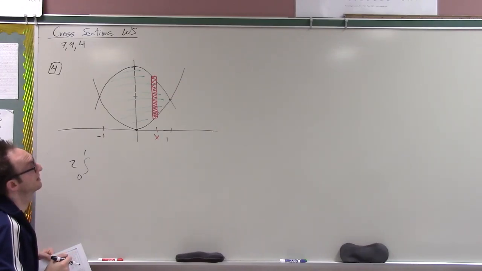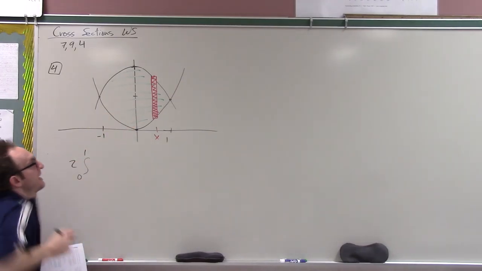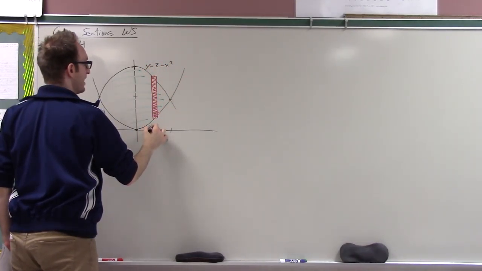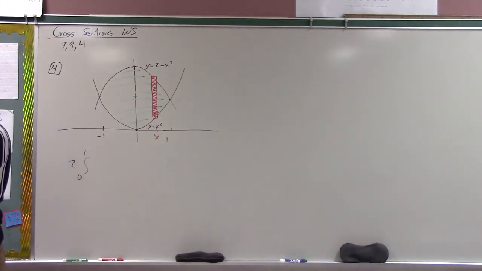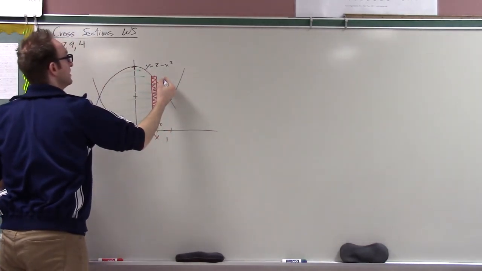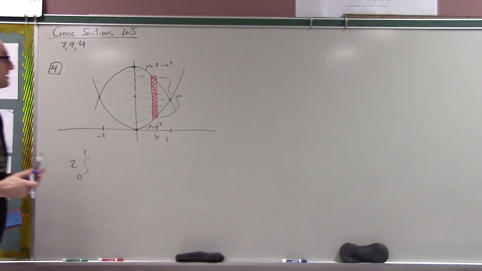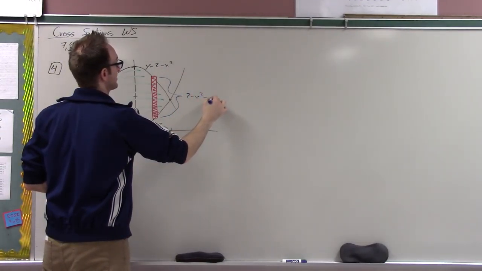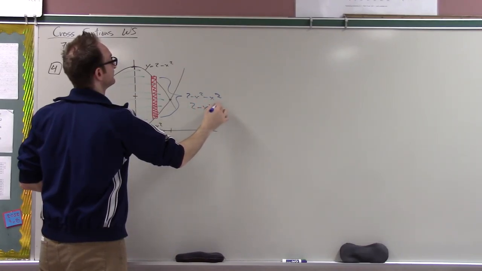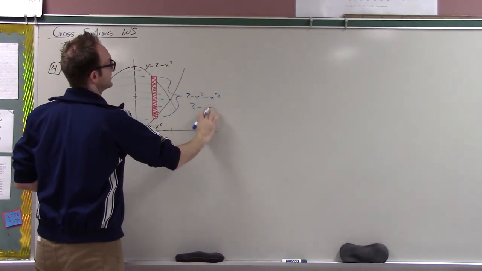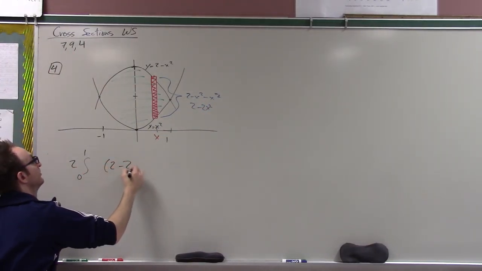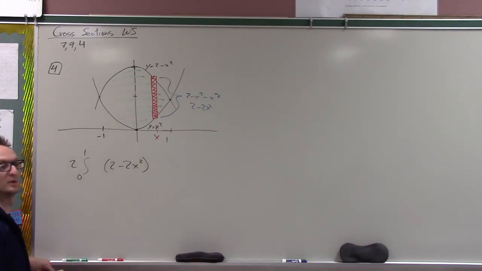So what we need to do is take that length, and okay, so this is y equals 2 minus x squared, and this is y equals x squared, then you have to figure out what the length of that rectangle is. What is the length of that rectangle? 2 minus x squared. Yeah, it's just like 2 minus x squared minus another x squared. So it's 2 minus 2x squared. Yeah, true. Okay, so we take that length, that 2 minus 2x squared length, and what do we do with it?